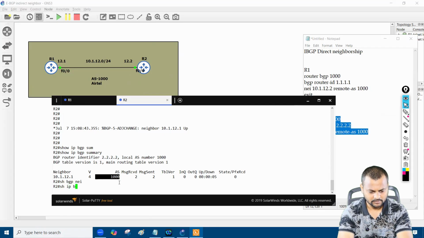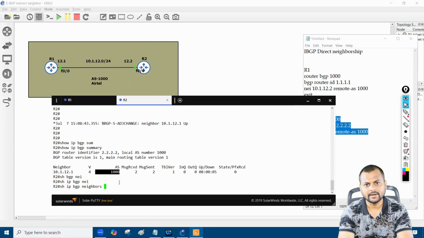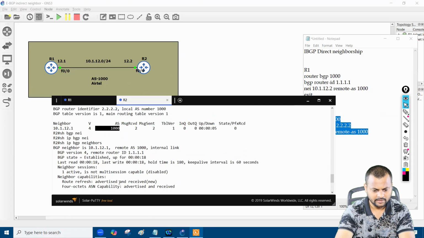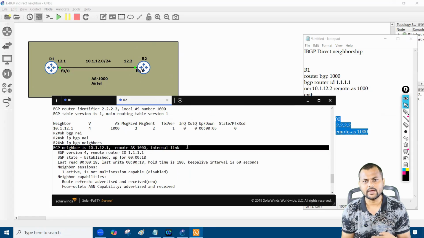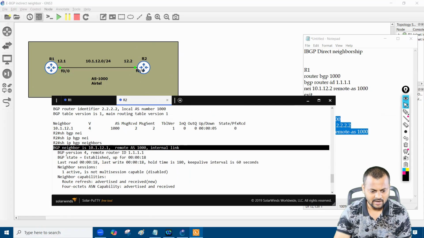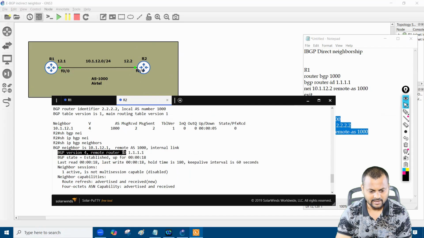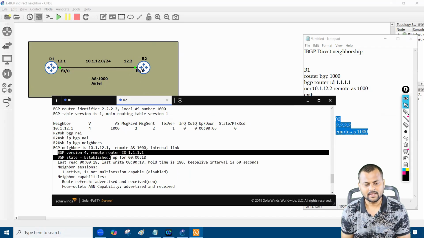It will show you the detailed information of the neighbor. I'm on R2 right now. You can see that R2 is forming the neighborship with 12.1. The remote AS is 1000. This is called an internal link. When you see an internal link, it's IBGP. When you see an external link, it means EBGP. And you can see that the remote router ID is 1.1.1.1 and the state is established right now. That's how you can configure the IBGP direct neighborship.